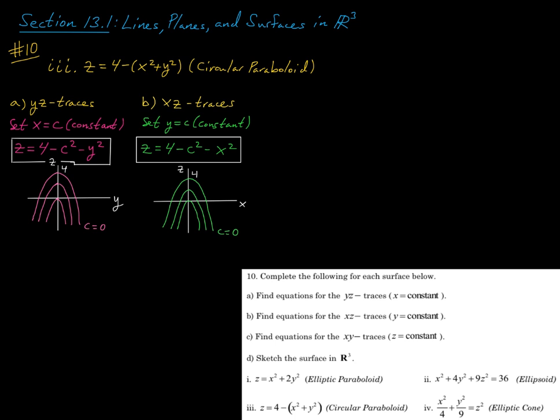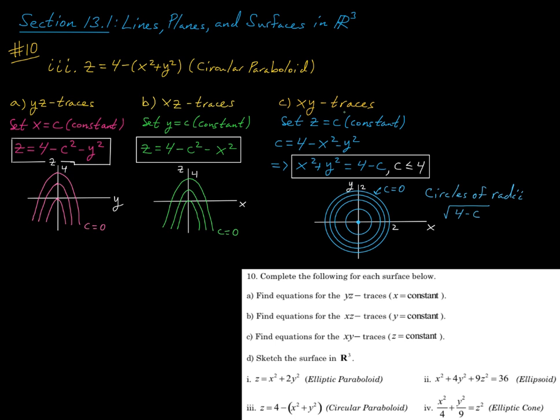All right, now for part C, looking at the xy traces, we set z equal to the constant c. So I get the equation x squared plus y squared is equal to 4 minus c. Now on the left-hand side we have the sum of two squared terms, so this is non-negative. So the right-hand side has to be non-negative. That implies that c is less than or equal to 4. And this describes what? Well, it describes a circle centered at the origin of radius root 4 minus c.